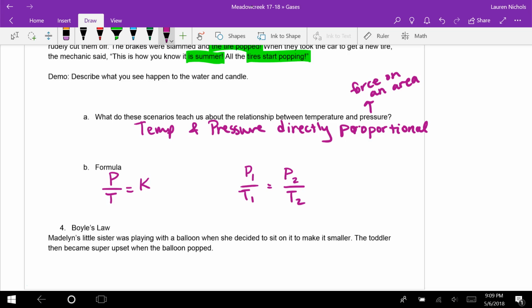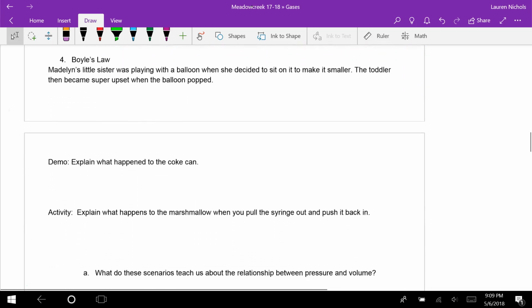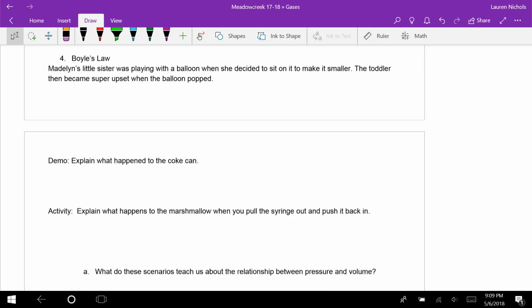section, but the third law, Boyle's law. And so let's read our scenario. It says, Madeline's little sister was playing with a balloon when she decided to sit on it to make it smaller. The toddler then became super upset when the balloon popped. Okay, so she wanted to make it smaller and the balloon popped.